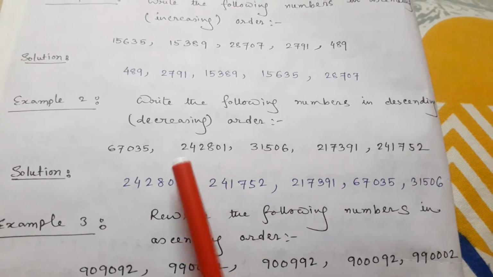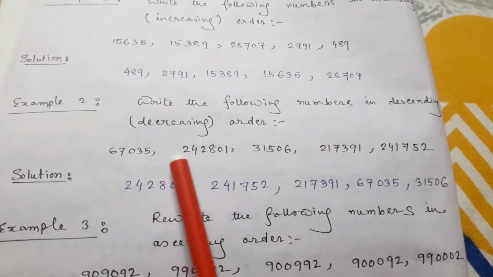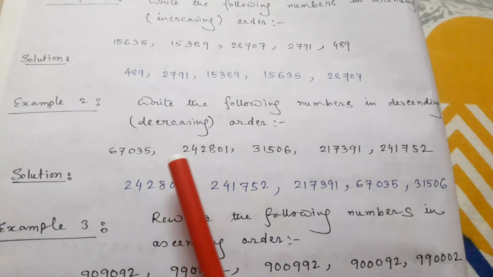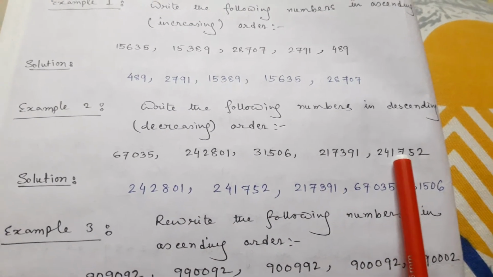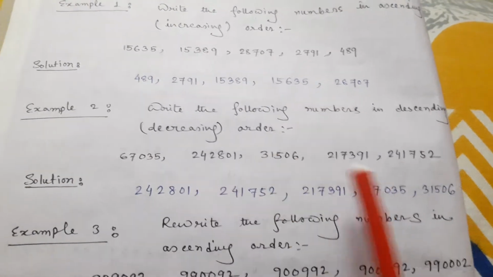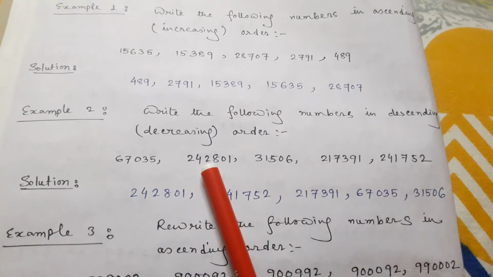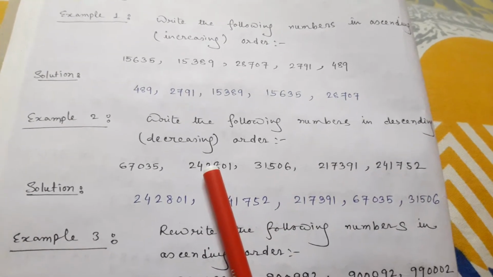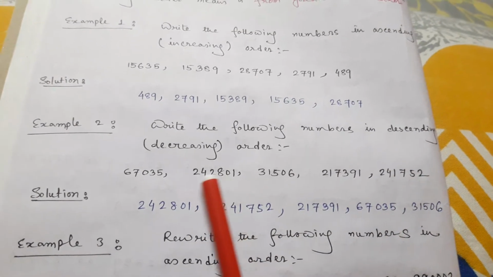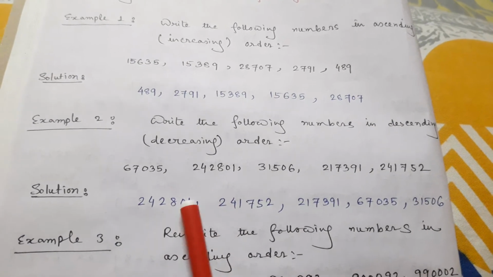So now see, in the lakhs place there is 2, there is 2, there is 2. Now in the 10,000s place there is 4, there is 1 and there is 4. So we will compare now these two numbers. Okay. Now in the thousands place there is 2 and there is 1. So 2 is always greater than 1. So this is the greater number. So we will start from this number.